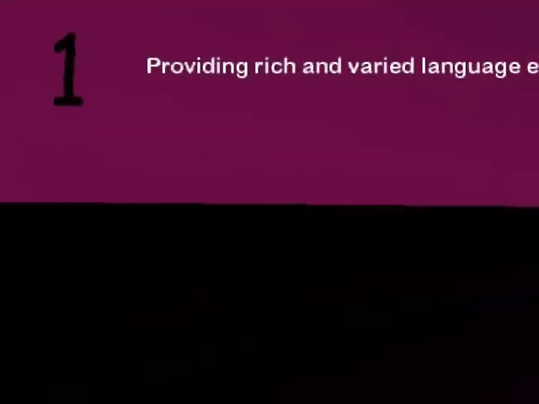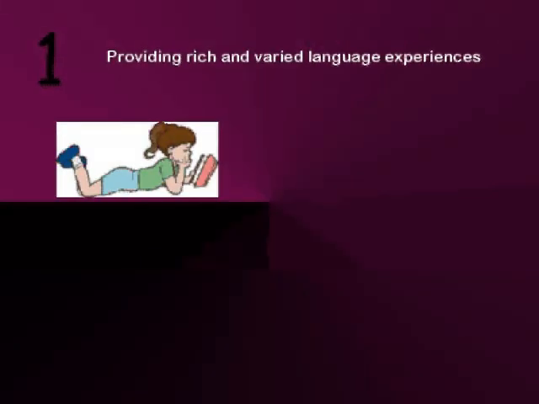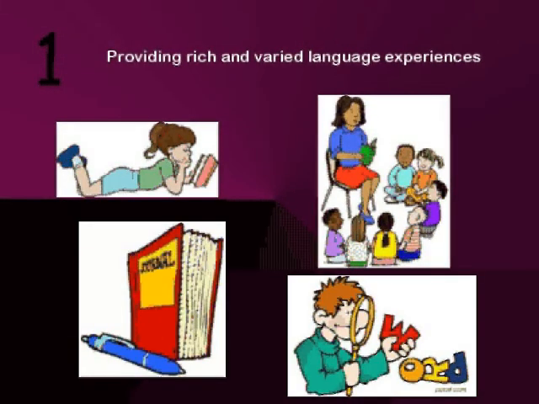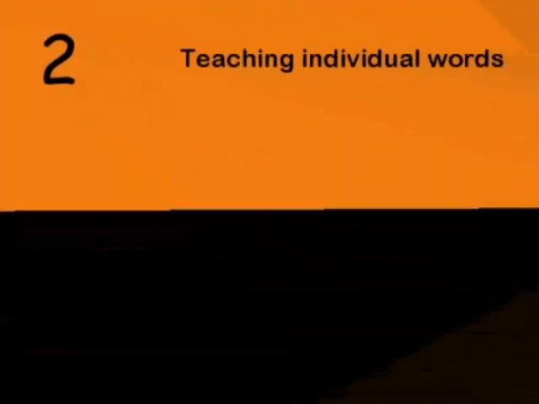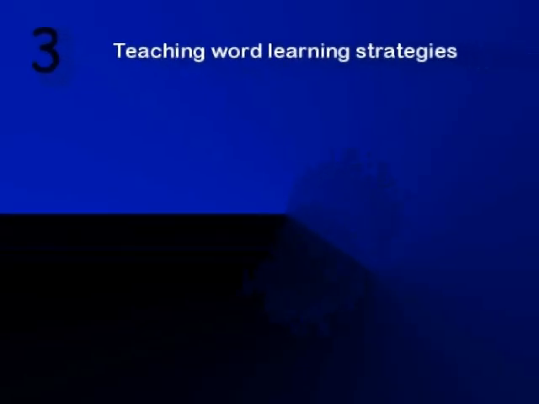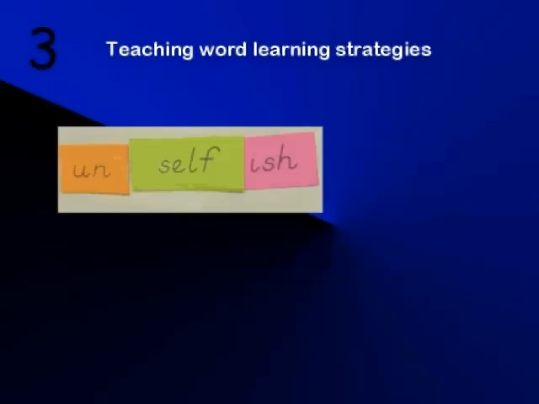The first one is providing rich and varied language experiences through independent reading, read-alouds, dialogue journals, and word finder activities. The second one is teaching individual words, the word of the day, and a word wall. The third one is teaching word learning strategies. These focus on analyzing the word structure clues like root words, prefixes, and suffixes.